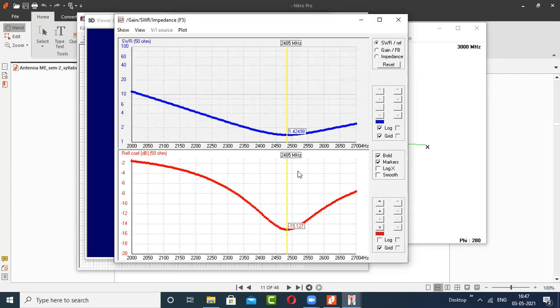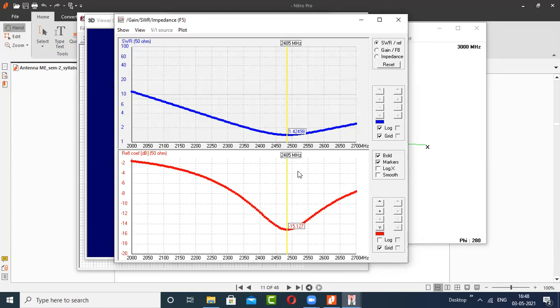So remember that. If you're working at very high frequency, it is obvious that the size of the antenna should be very small. And this is the reason why at higher frequency we go for the printed antenna.